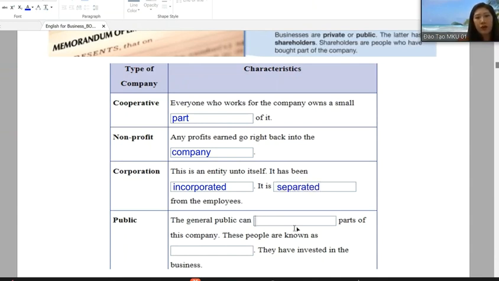And public, the general public can be part of this company. Buy. Buy, that's right. These rules are known as... after buying the product of this company we become shareholders. Shareholder, yes. That's right. So after copying down the answers, we will take a short rest and after that we will continue our lesson.